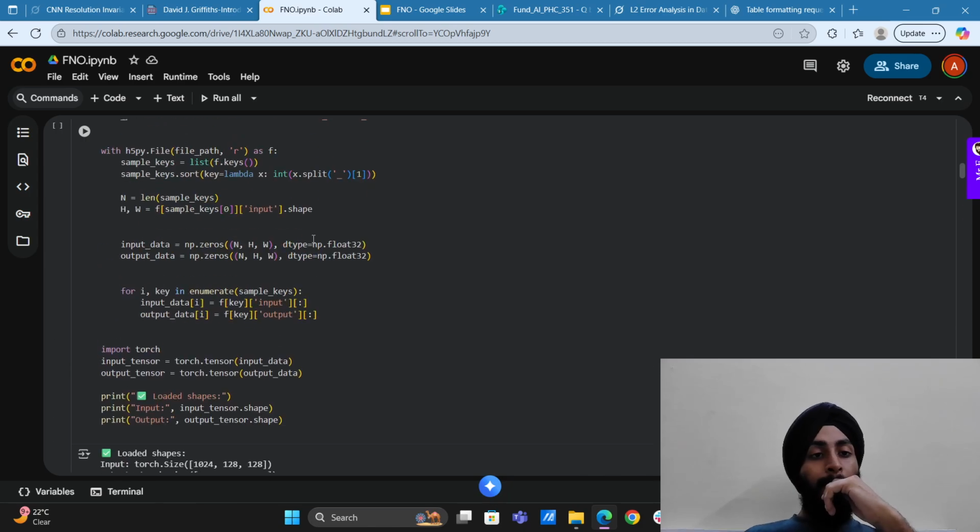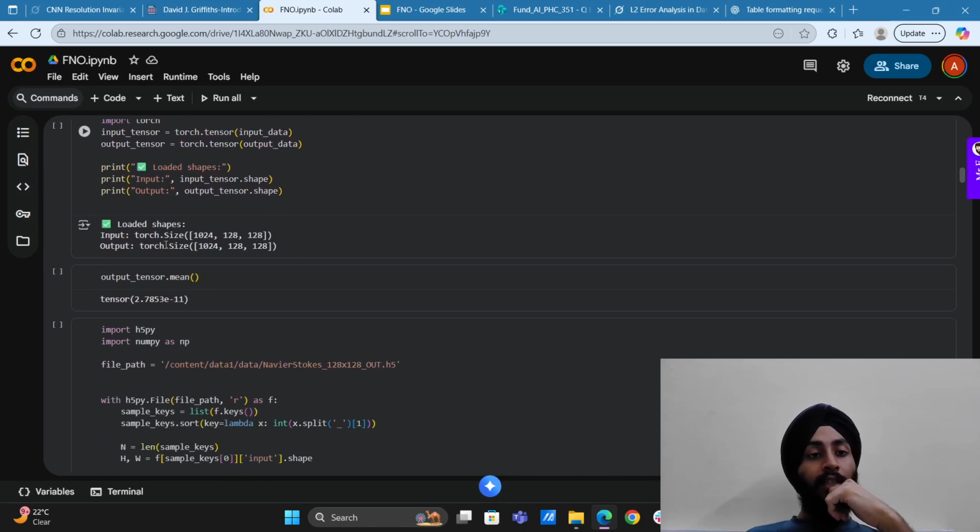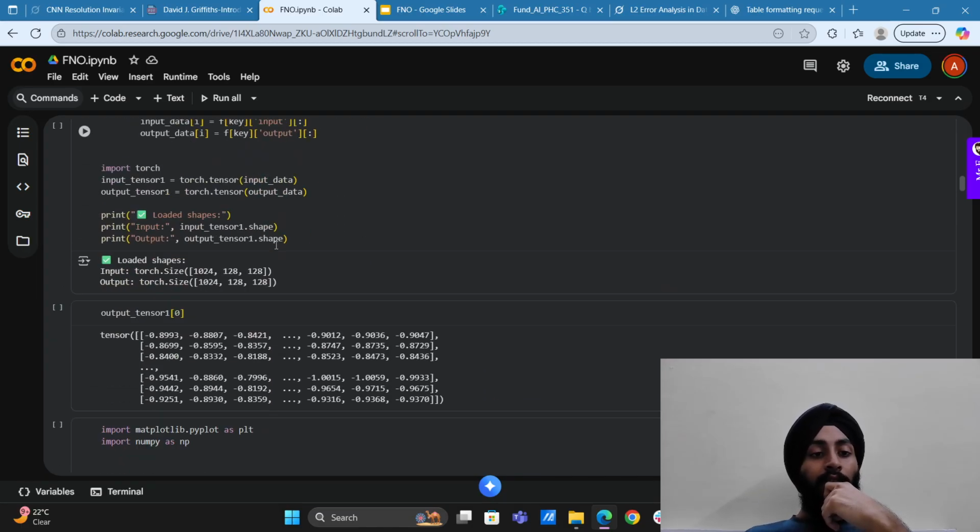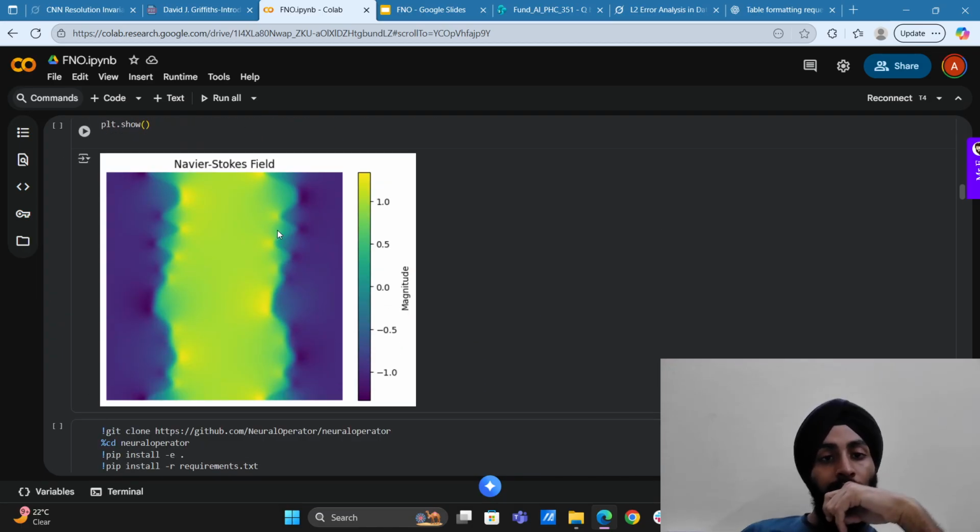Essentially this is my input size: I have 1024 samples of 128 cross 128 images. These are my input images, which are my initial vorticity, and this is the final field that I will be getting, again a 128 cross 128 image. Now I'll be showing how one of these images looks.